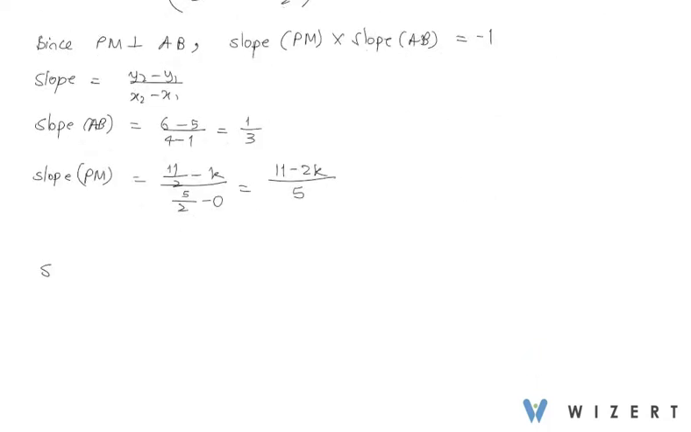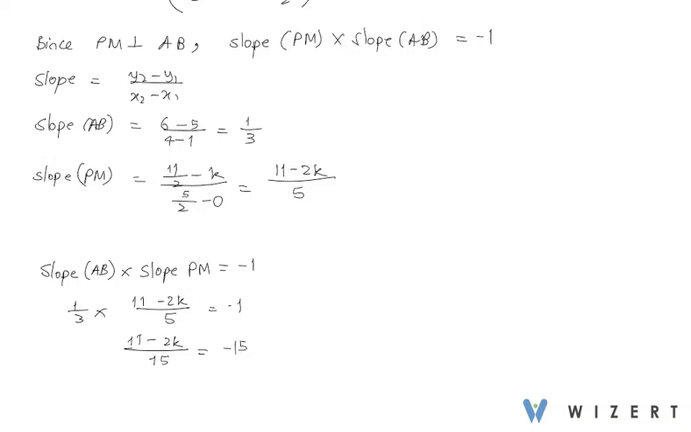So we can simply multiply: the slope of AB multiplied by the slope of PM should be equal to -1. So on LHS, 1 by 3 multiplied by (11 minus 2k) divided by 5 equal to -1. That gives us (11 minus 2k) divided by 15 equal to -1. Then we simply take this over to this side.